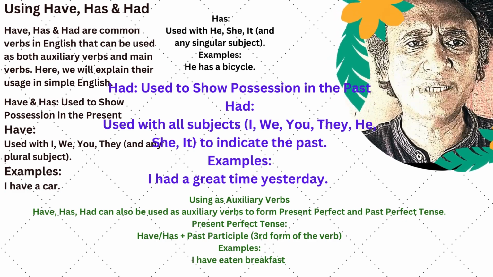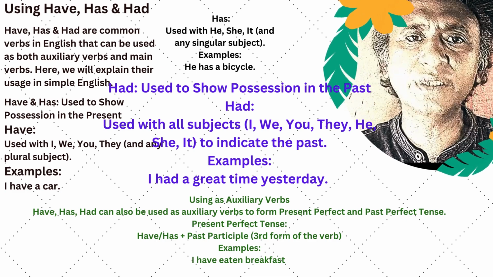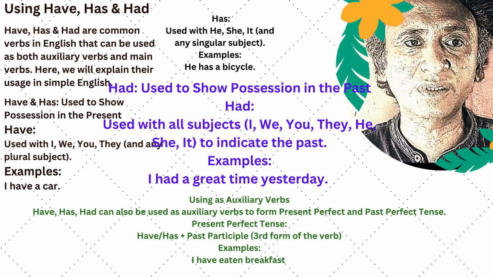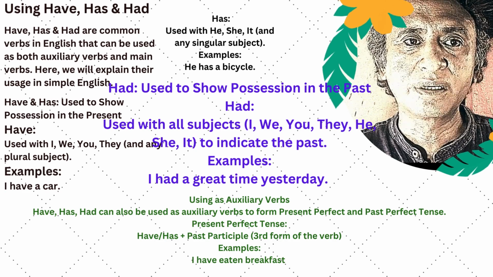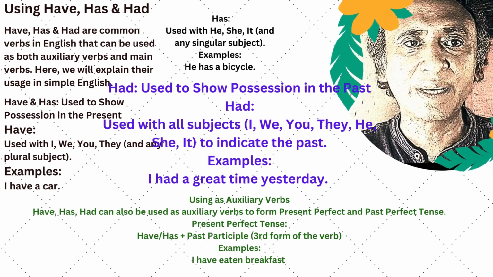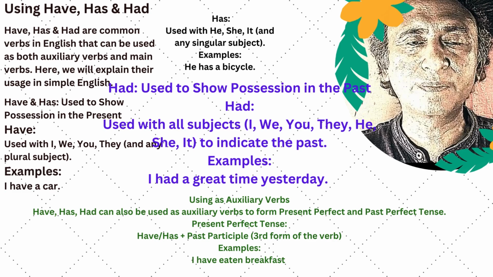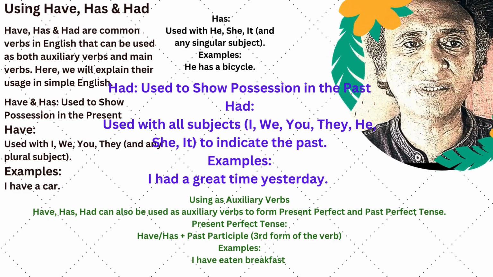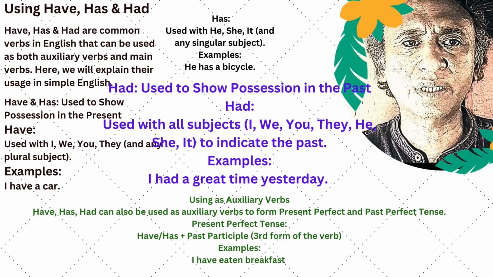Using as auxiliary verbs: have, has, and had can also be used as auxiliary verbs to form the present perfect and past perfect tense. Present perfect tense: subject plus have or has plus past participle, the third form of the verb. Example: I have eaten breakfast. She has finished her homework.